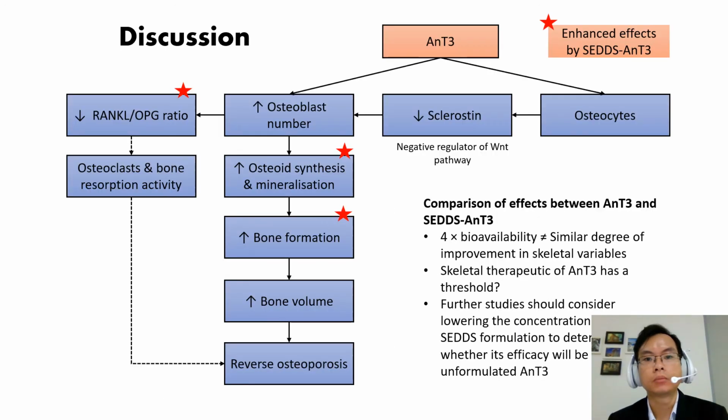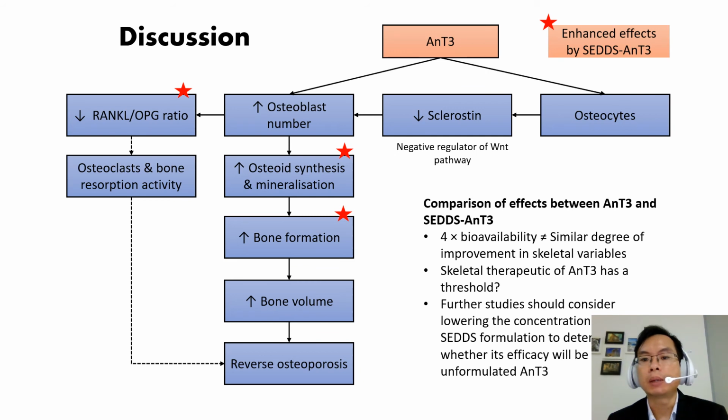Overall, we observed that annatto increased osteoblast number and also increased bone formation activity, marked by increased osteoid synthesis and also mineralization rate. This effect is mediated through a reduction in sclerostin level, which is a negative regulator of the Wnt signaling pathway important for bone formation. SEDDS also enhanced the reduction in RANKL/OPG ratio. However, this reduction does not translate into a reduction in osteoclast number and also bone resorption activity.